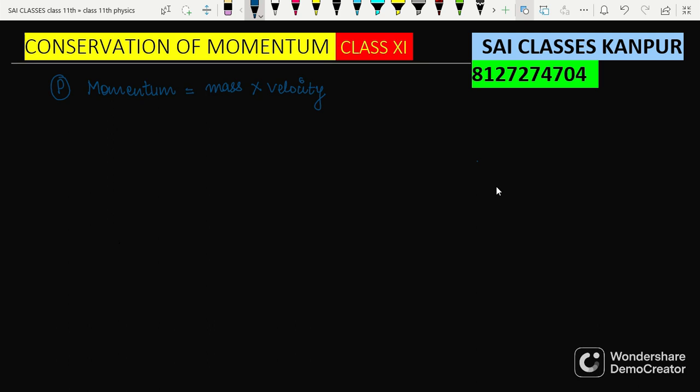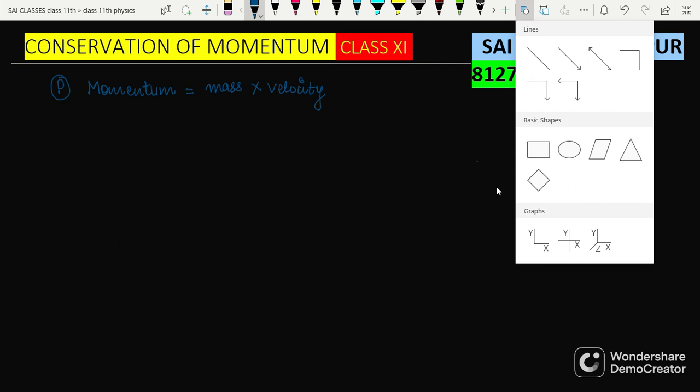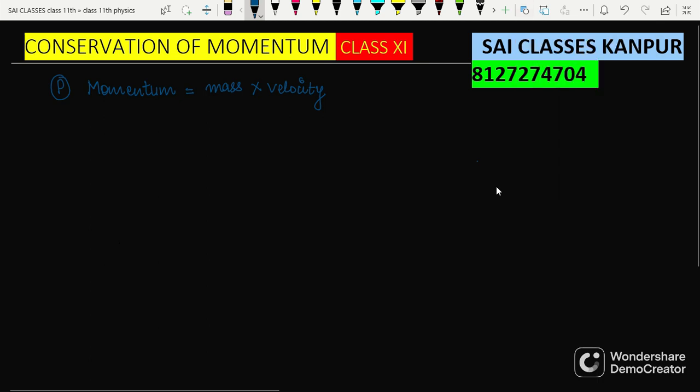If suppose you are 50 kgs and you are running with a speed of 20 meters per second, what is your momentum? It would be the product of your mass and your velocity. When you put these values of mass and velocity and multiply them, you will get the value of momentum. And what is its unit?